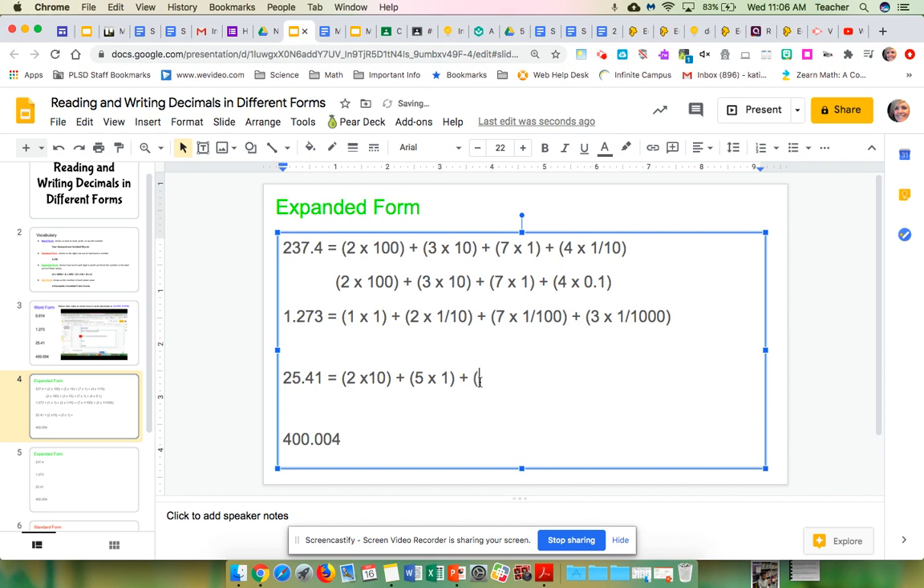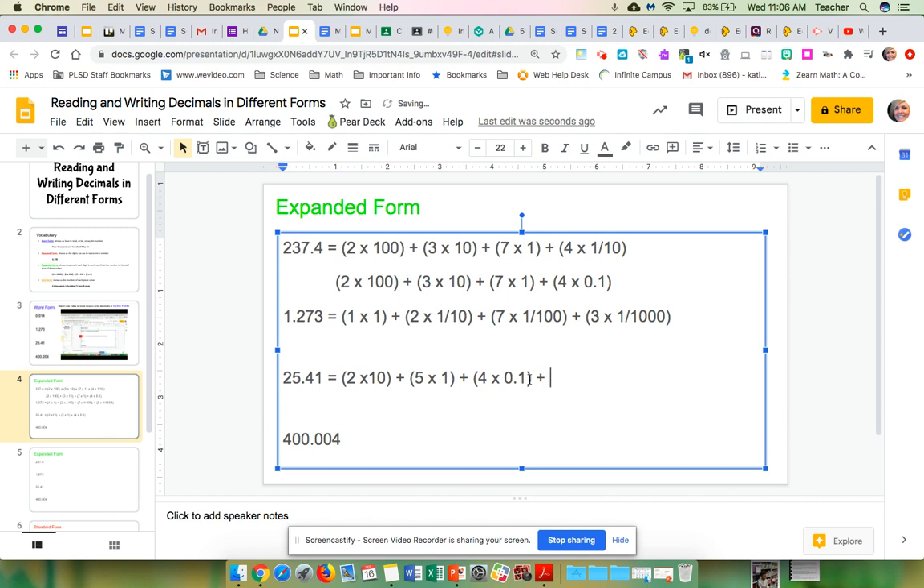So we're on the 4, and the 4 is in the tenths place. So I'm going to multiply it by 1/10. The way I write 1/10 as a decimal is 0.1. Do I have to have that 0 there? No, you don't. But I always do. I've just always gotten to the habit of it.